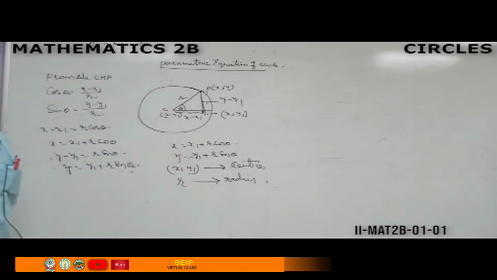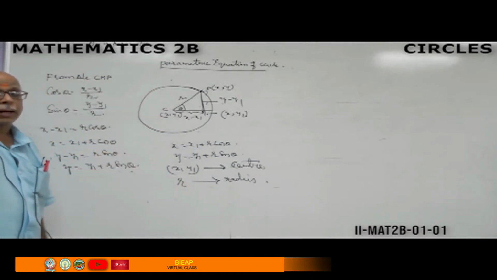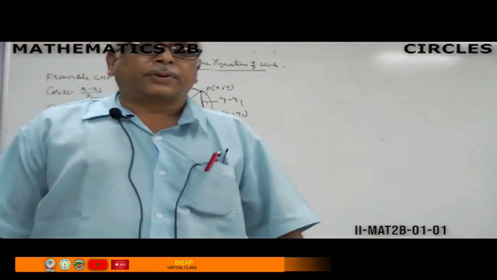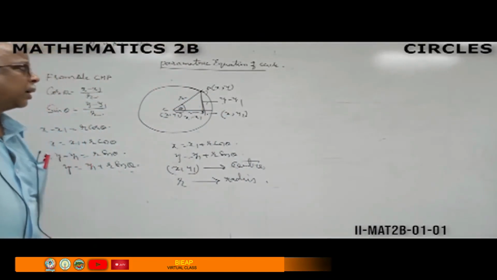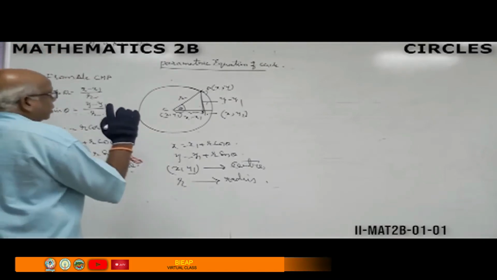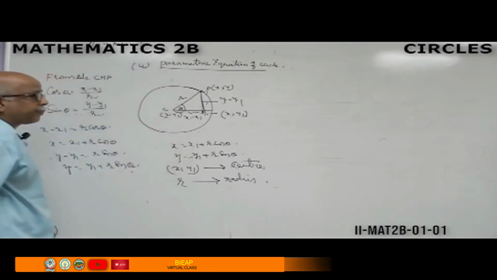Theta is the parameter. If you eliminate theta from these two equations, again we will get the standard form of the circle only, that is, the equation of the circle when the center and radius are known. That only we will get. These are the three different forms we have studied. This is, let us say, the fourth form.